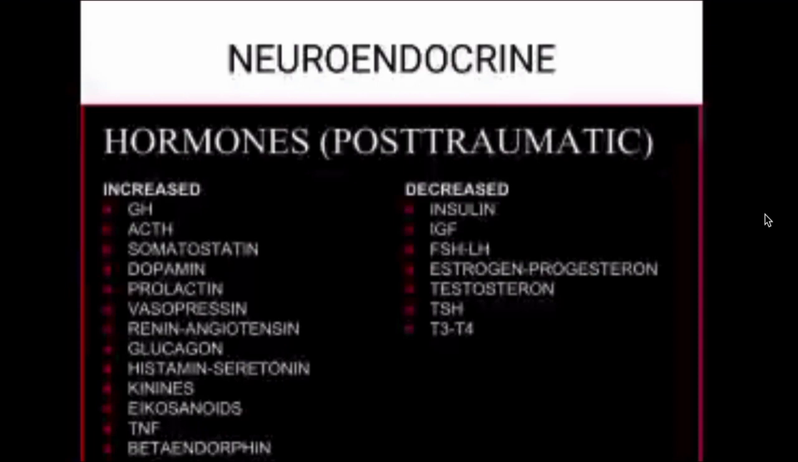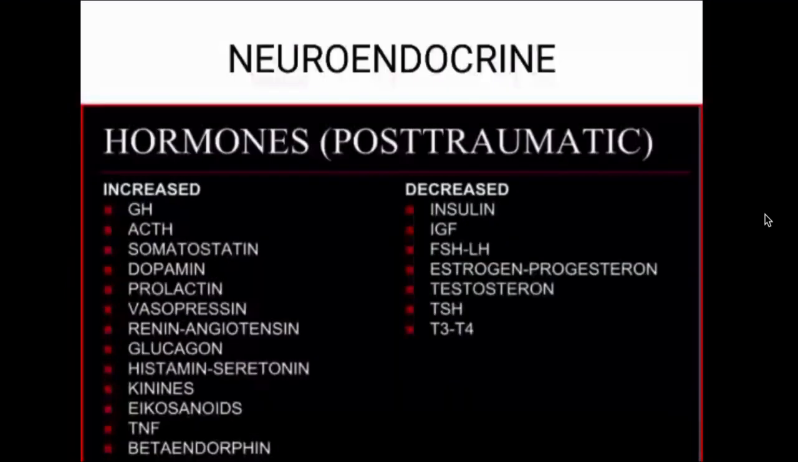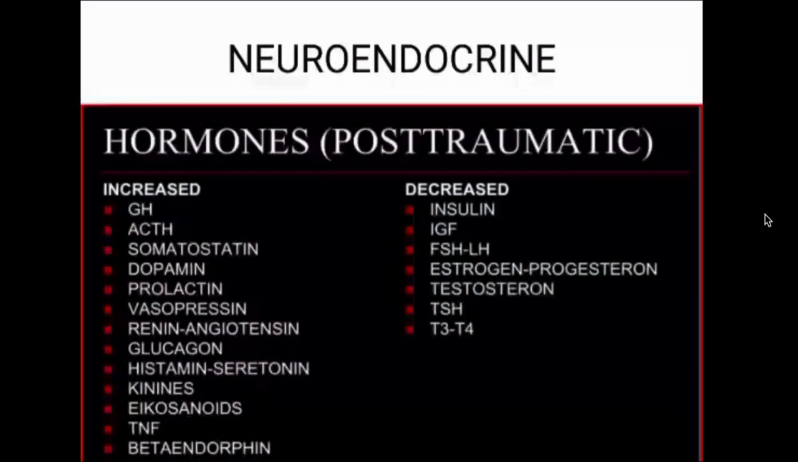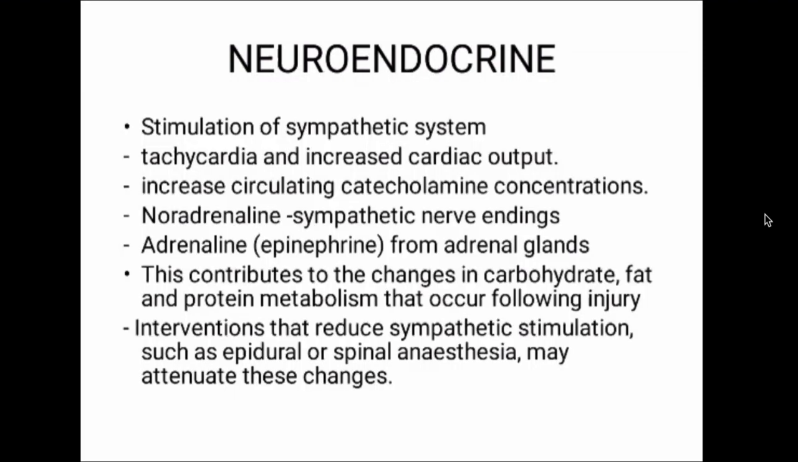The following hormones are decreased after an injury. We have insulin, and that's why in the immediate post-op period of a surgical patient, there is insulin resistance. This is in response to release of the stress hormones in circulation. We also have FSH, the follicle stimulating hormone, the luteinizing hormone, then estrogen and progesterone, even testosterone, and thyroid hormones T3 and T4.